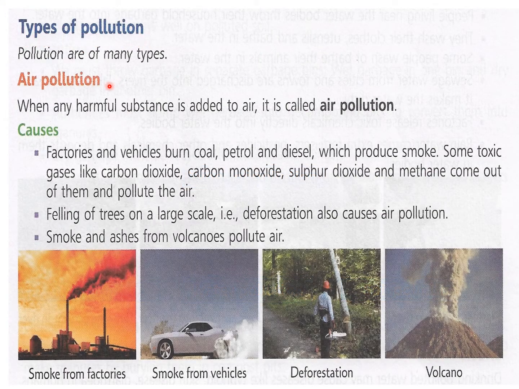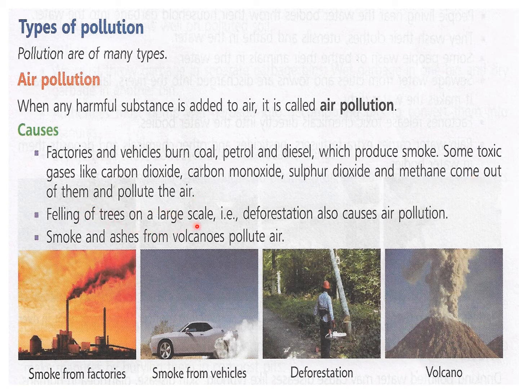Now let us read about one pollution, its causes and its effects. Pollution is of many types. First one is air pollution. When any harmful substance is added to air, it is called air pollution. And the causes already we have discussed are factories and vehicles burn coal, petrol, and diesel, which produce smoke. Some toxic gases like carbon dioxide, carbon monoxide, sulfur dioxide, and methane come out of them and pollute the air.